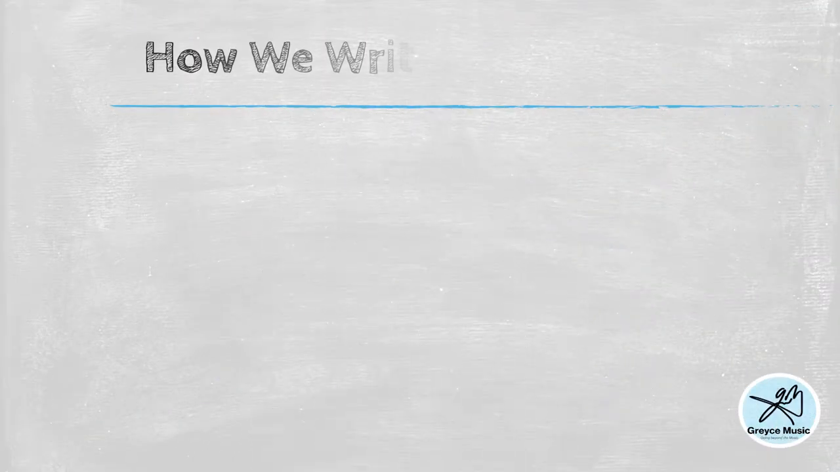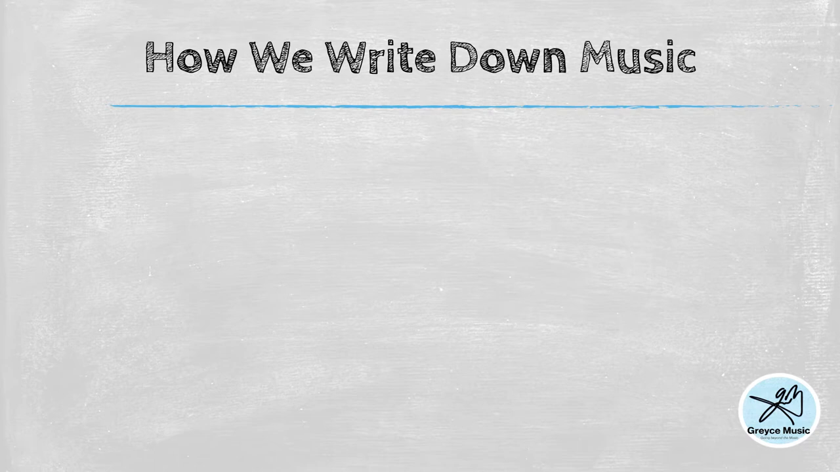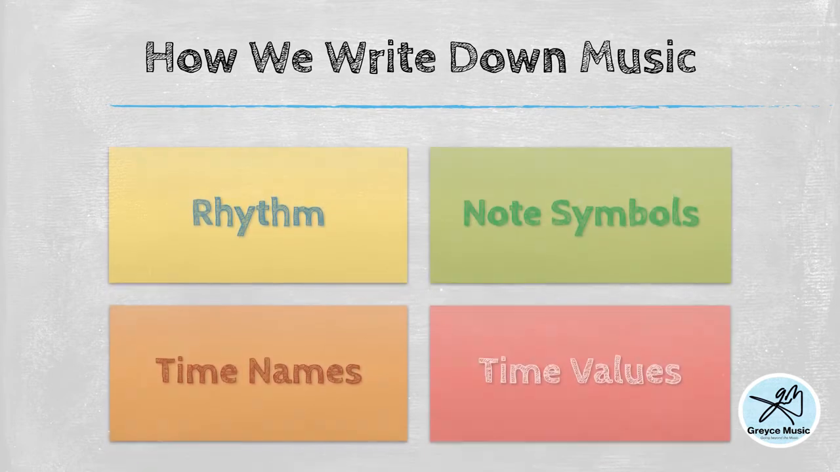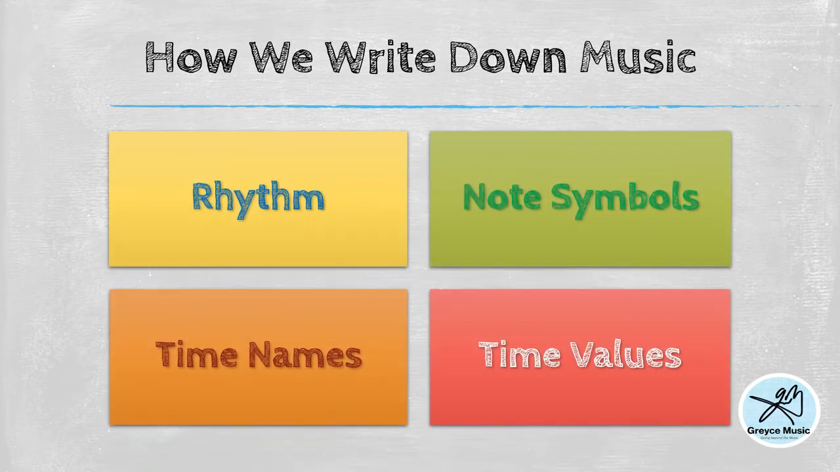Today we're going to look at how we write down music. I'll give you a brief introduction to musical elements such as rhythm, note symbols, time names and time values. But first of all, let's look at rhythm.